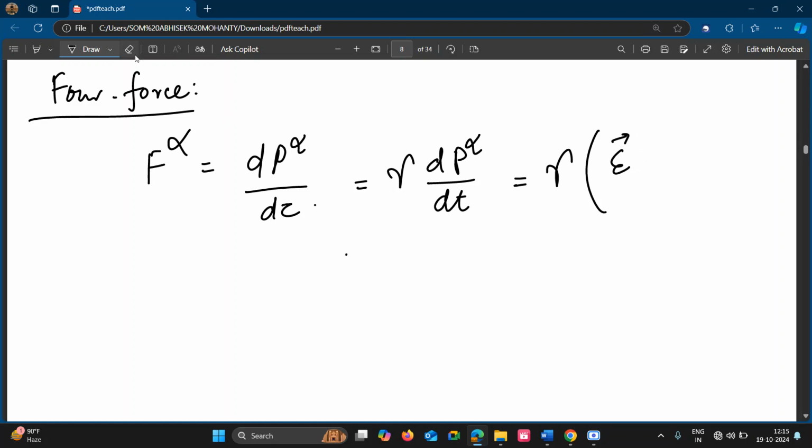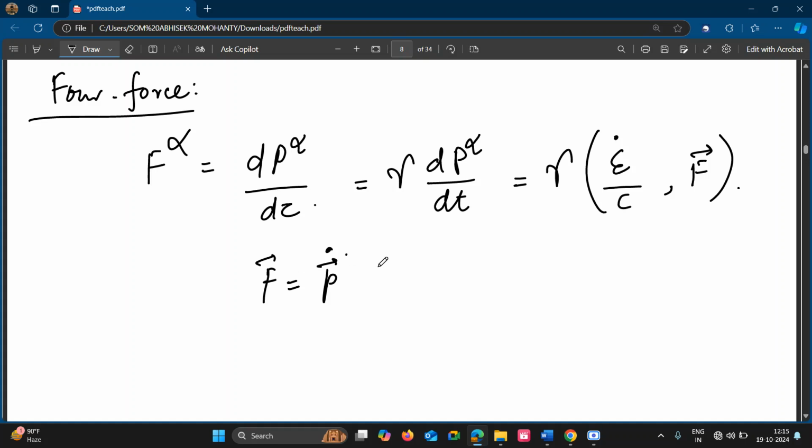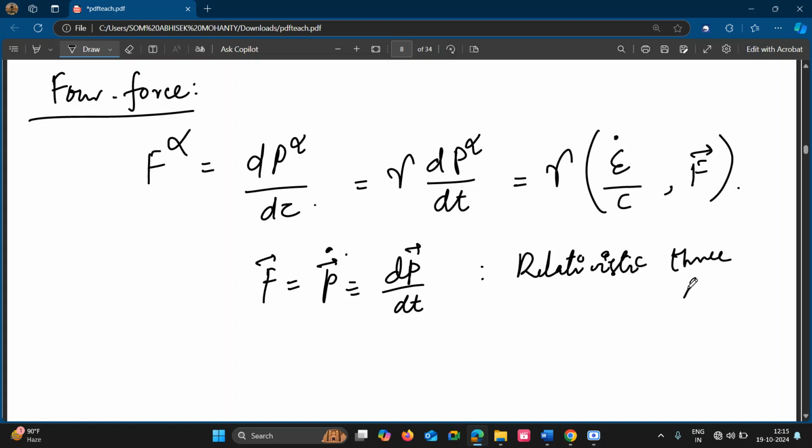Correct? We can write it directly as gamma of E dot by c, F vector. Where F vector is again the three-force, that is dp by dt. This is called the relativistic three-force. Now this is very easy for you. You can easily understand, so I won't take much time. Relativistic three-force. Right.